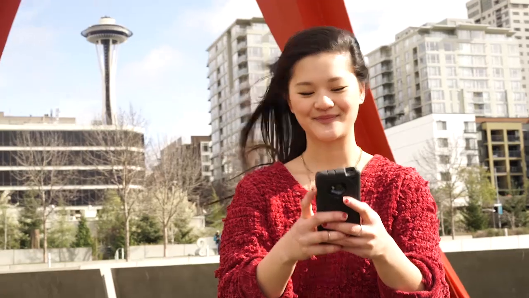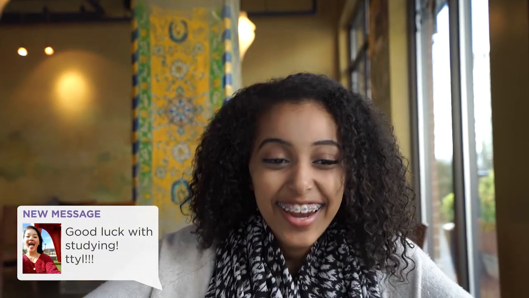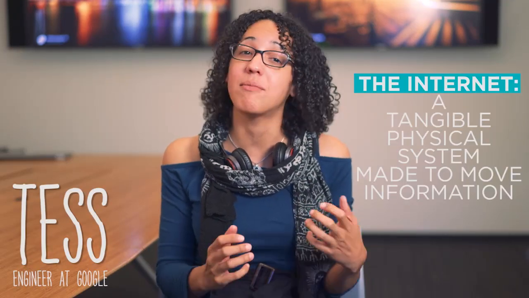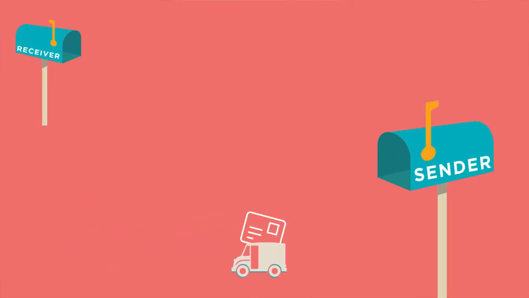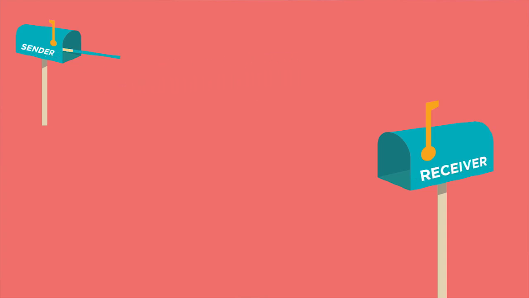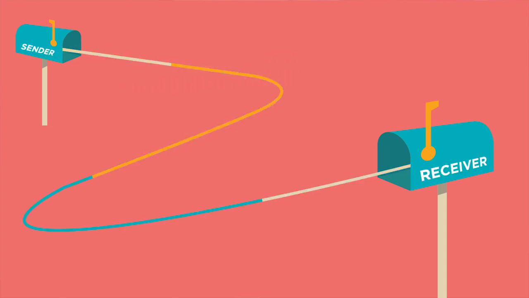Here's a question. How does a picture, text message, or email get sent from one device to another? It isn't magic. It's the internet, a tangible physical system that was made to move information. The internet is a lot like the postal service, but the physical stuff that gets sent is a little bit different. Instead of boxes and envelopes, the internet ships binary information.